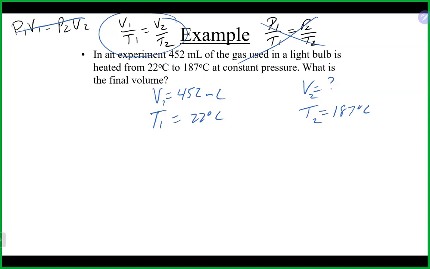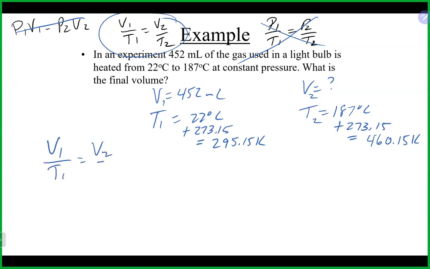together. Like normal, as I mentioned, we're going to automatically take our temperatures to Kelvin because we know we're dealing with gas laws, so they need to be converted. So we'll do 22 plus 273.15, which gives us 295.15 Kelvin. We'll do 187 plus 273.15, which gives us 460.15 Kelvin. Here we have V1 over T1 equals V2 over T2.